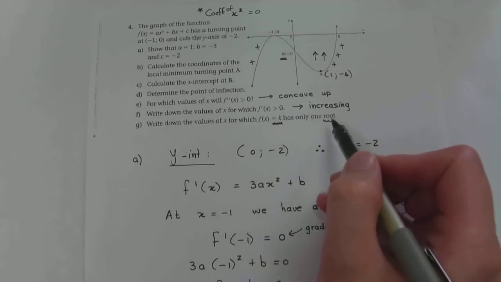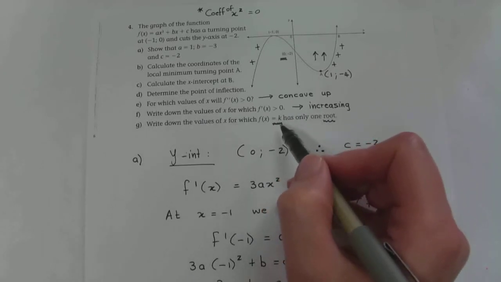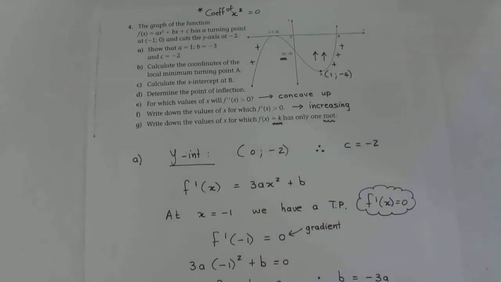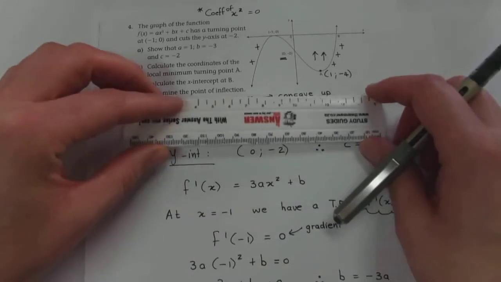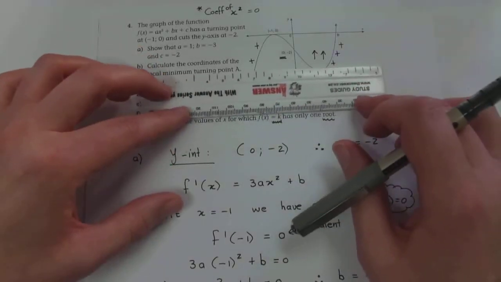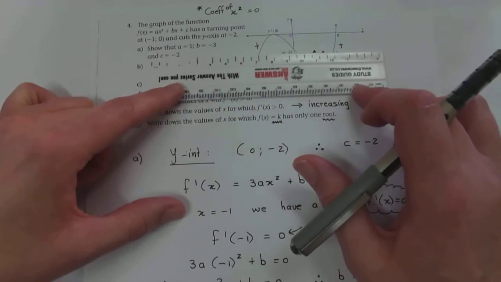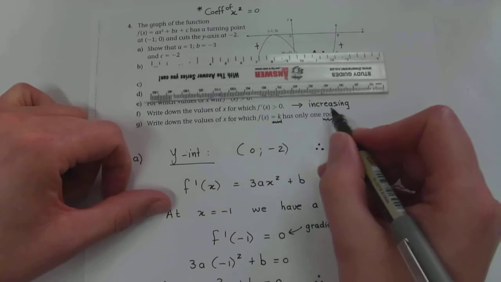If we talk about the roots when f(x) is equal to 0, then I'm talking about the x-intercepts. But if f(x) is equal to k, then they are pretty much saying: if I draw a horizontal line, and that horizontal line cuts this graph, then where do these graphs intersect?